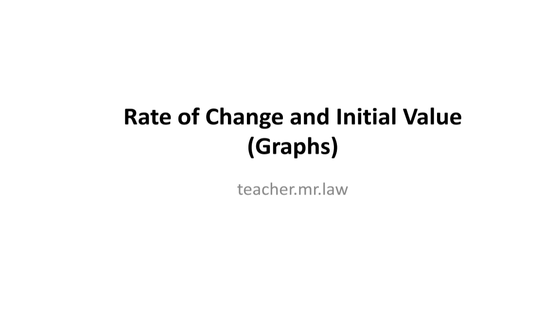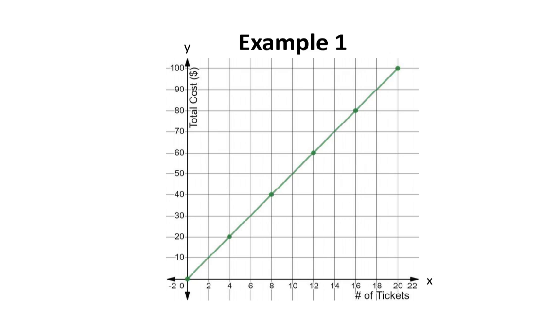In today's lesson, we'll be learning about rate of change and initial value with a focus on graphs. In our first example, we have a situation where as your number of tickets increase, your total cost increases as well. On our x-axis, we have number of tickets, and on our y-axis, we have total cost. The initial value in this particular situation is $0, since it costs $0 if you buy 0 tickets.